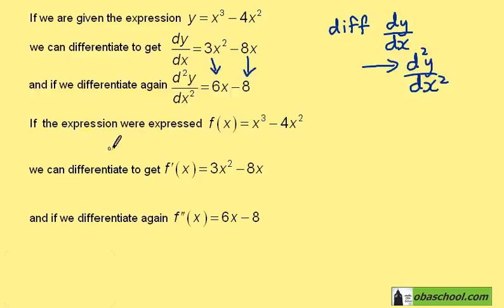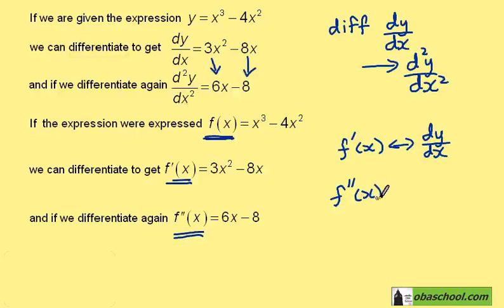If the expression were expressed in the form f of x is x cubed minus 4x squared, then when we differentiate for the first time we get f dashed x, and if we differentiate again we get f double dashed x. So it's a different notation, and f dashed x is equivalent to dy/dx, and f double dashed x is equivalent to d2y/dx squared.